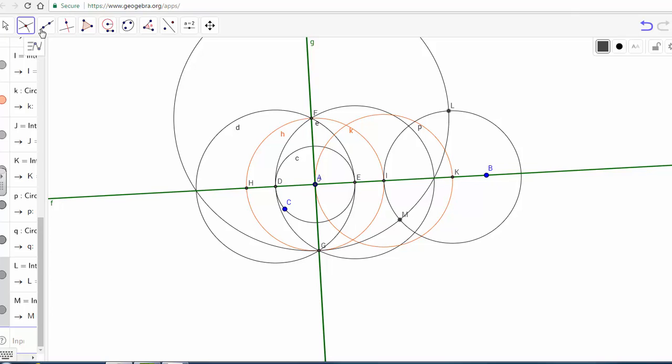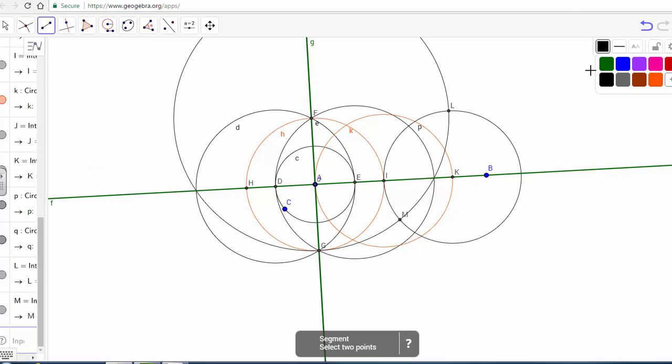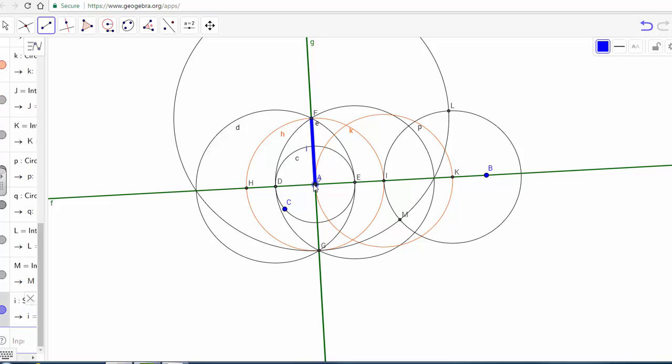So I'm going to choose segment, I'm going to choose some kind of color, let's say blue, and a really thick line so you can see what I'm talking about. F to A, I've got A to K, there's side KL, and there's side LF. Rectangle, sides in a 2-to-1 ratio.